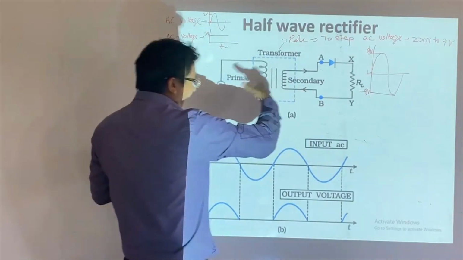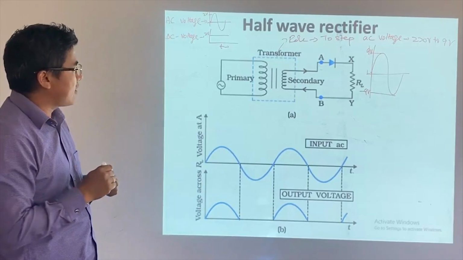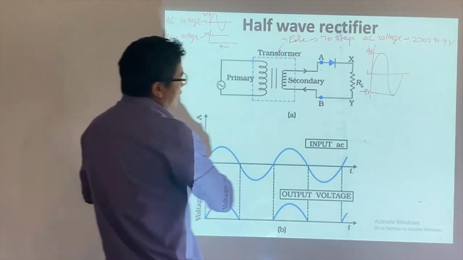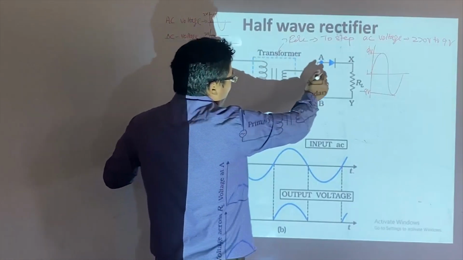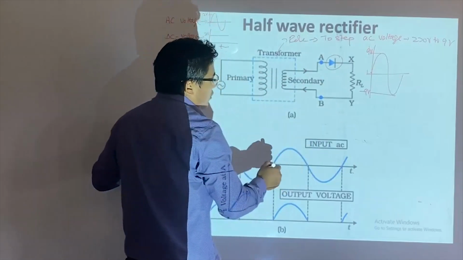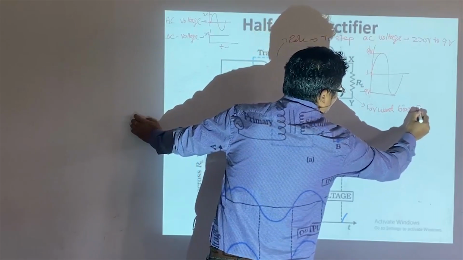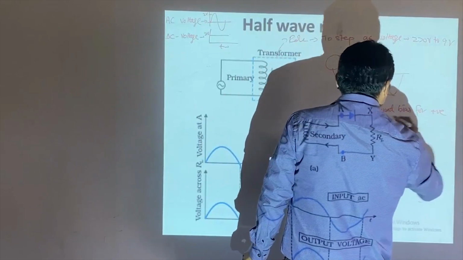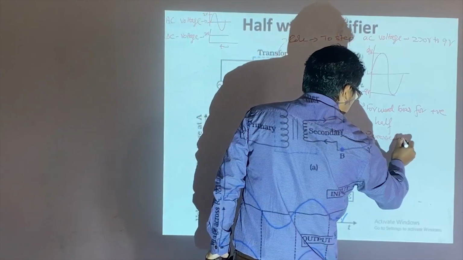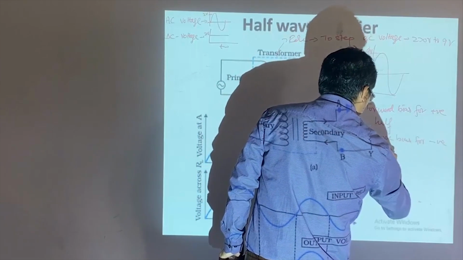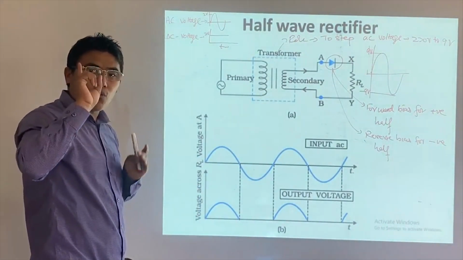When I talk about a cycle, half a cycle is positive, half a cycle is negative. In the first half cycle, this 9 volts is connected to the positive terminal of the diode. This is forward bias for the positive half, and this is reverse bias for the negative half. In the case of a half wave rectifier, we have only one diode.